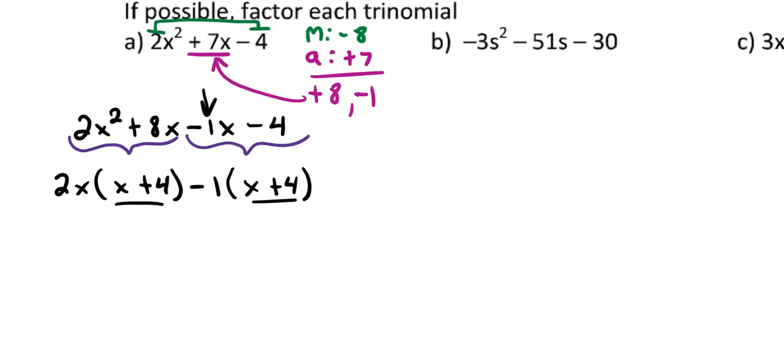So then, it looks confusing at this point, but my answer is staring me in the face. It's x plus 4, the one that shows up twice, and then what's left? 2x minus 1. Those are my factors.